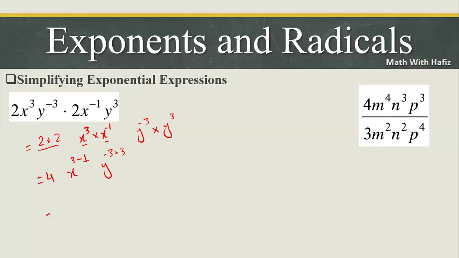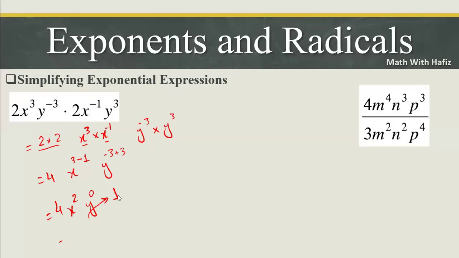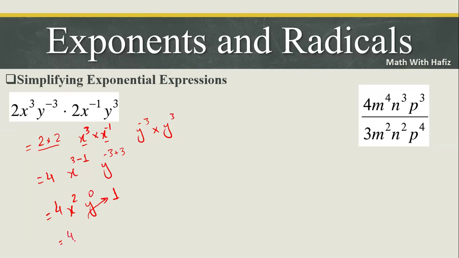So the answer of this will be 4 x to the power of 2 and y to the power of 0. So y to the power of 0 will be 1. We don't write 1 in multiplication, so we can write it is equal to 4x squared. I think it's clear.